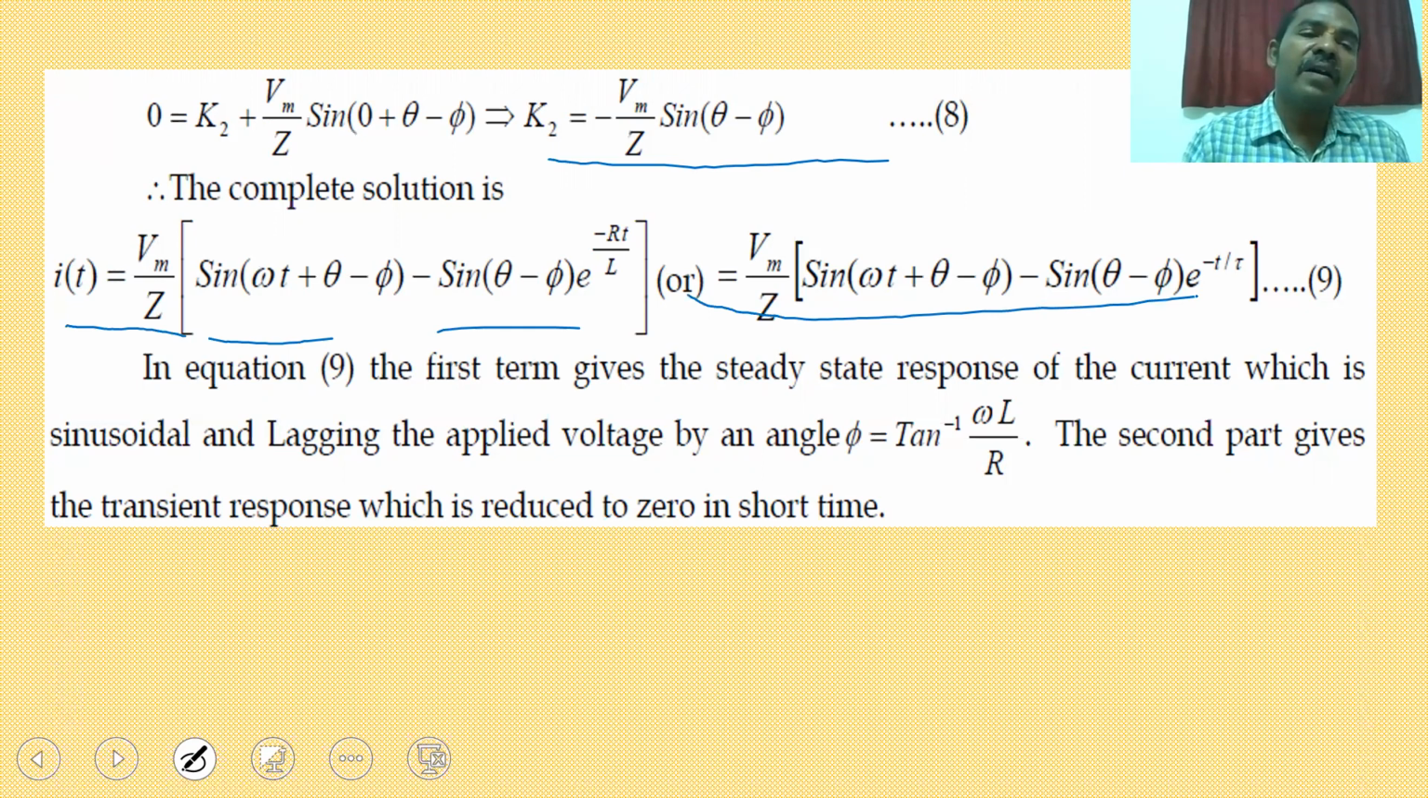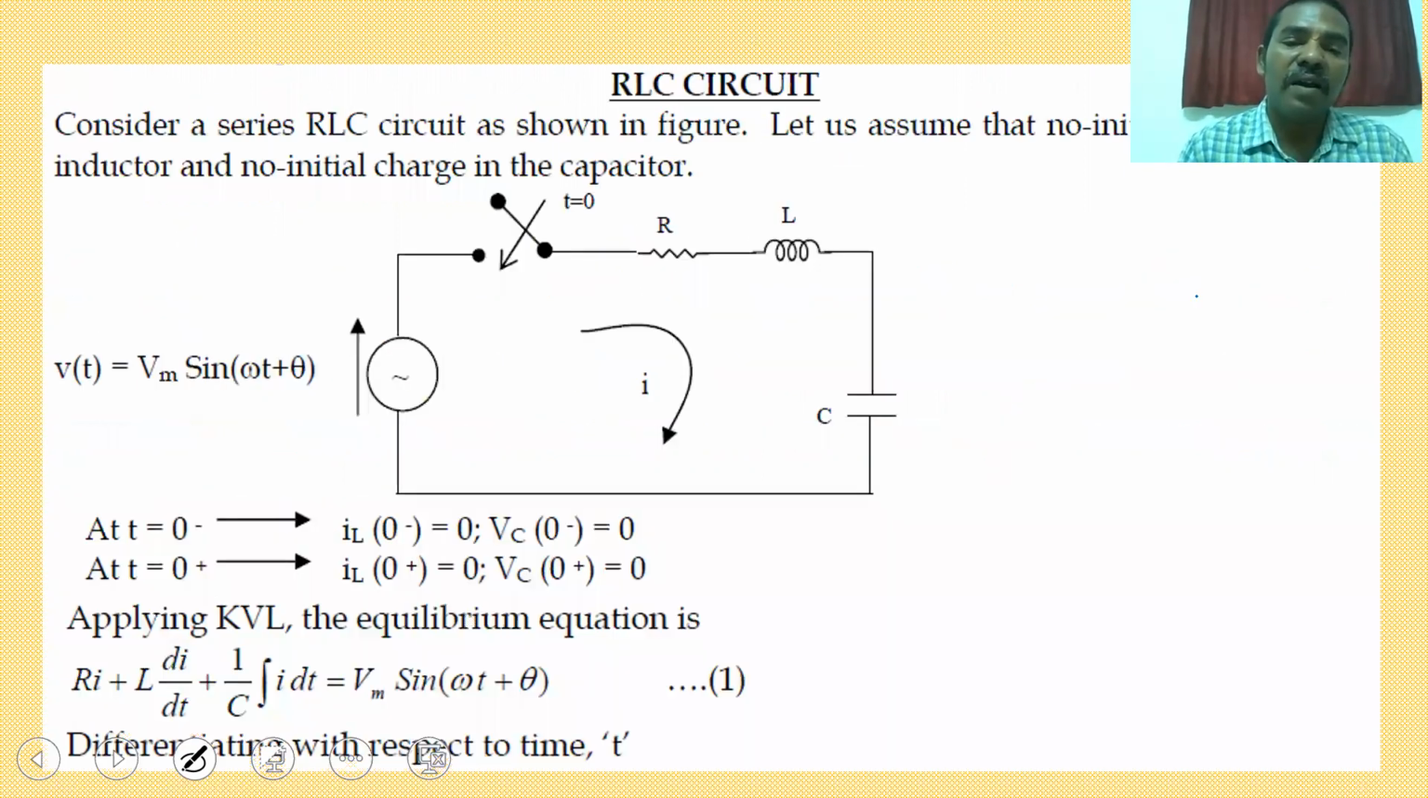And finally, we come to the RLC series circuit. Here R, L and C are connected in series with an excitation of v(t) = Vm sin(ωt + θ). So a current will flow through the circuit at t = 0. Once the switch is closed, the current will flow through the circuit.